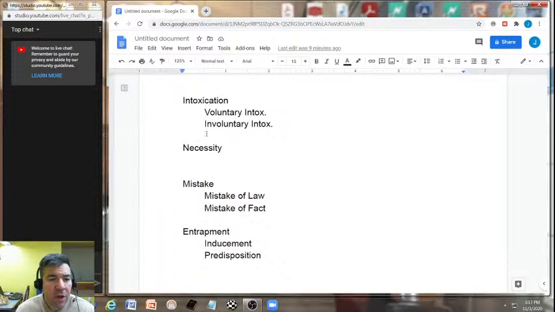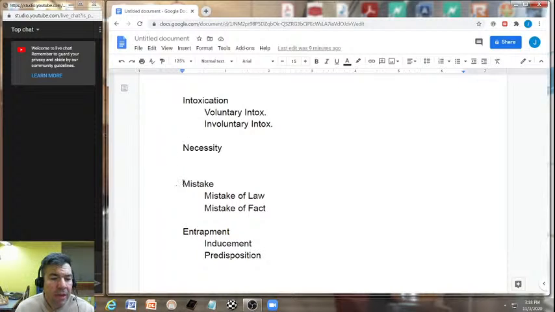Necessity as a defense would say that the course of conduct taken by the defendant was necessary in order to avert a greater result. So this is more of the choice of evils argument, that the course of conduct taken by the defendant was necessary to avert a greater consequence or a worse result.